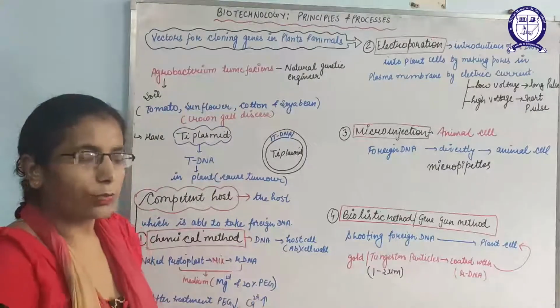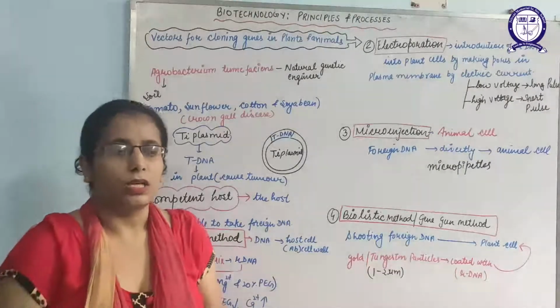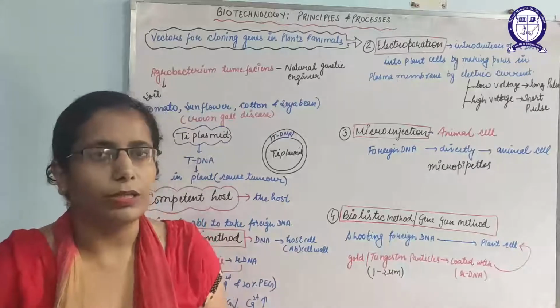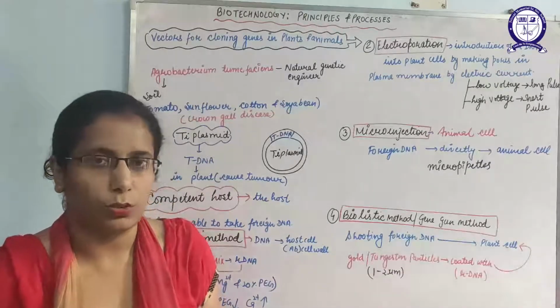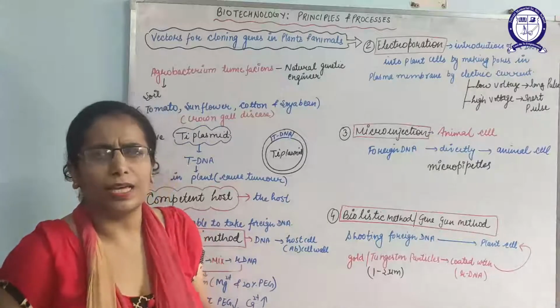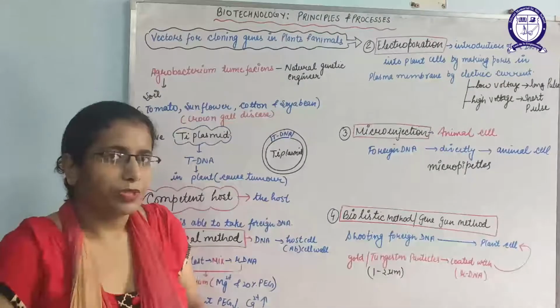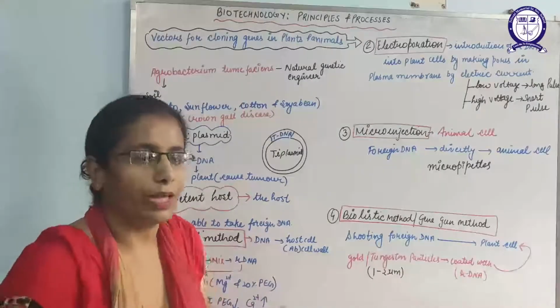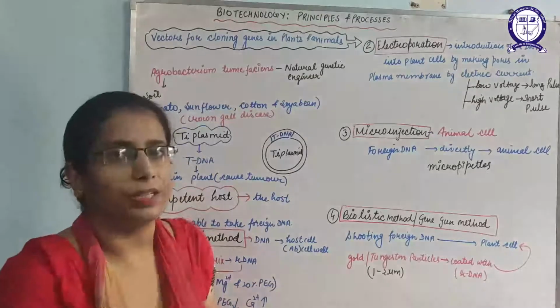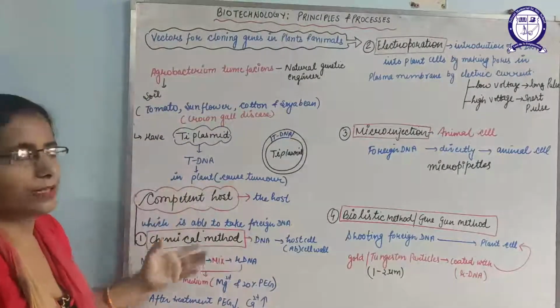Then the next topic is the competent host. What do we mean by competent host? The host which is able to take up the recombinant DNA is known as a competent host. Naturally, it is not possible for any microbe, plant or animal to easily take up DNA. So we need some methods by which we can make those hosts competent, so they easily take up the DNA. Some of these methods I have discussed here.